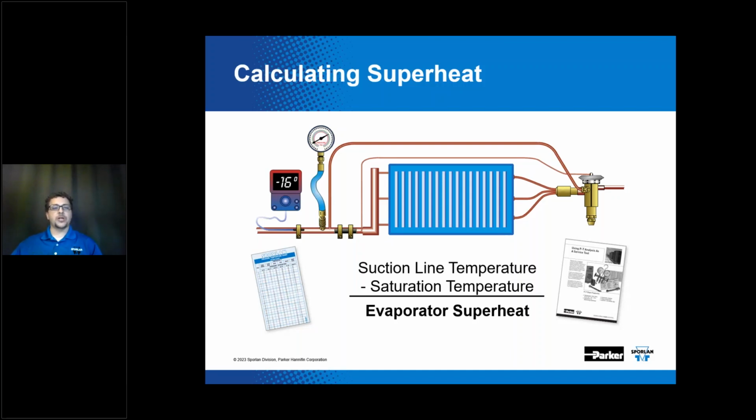Also notice the pressure tap in the picture. It is customary on a refrigeration system to have the pressure tap at the outlet of the evaporator, but on an air conditioning system, you'll pretty much always have the pressure tap at the condensing unit.